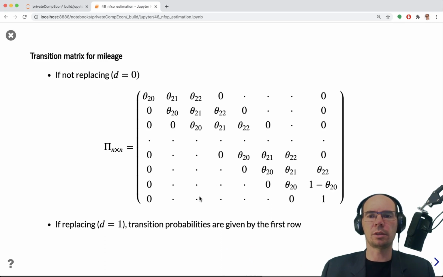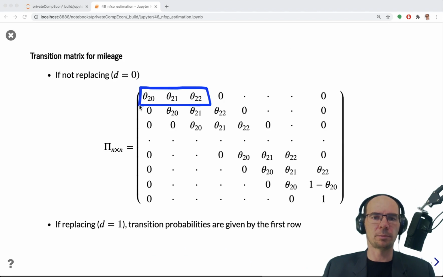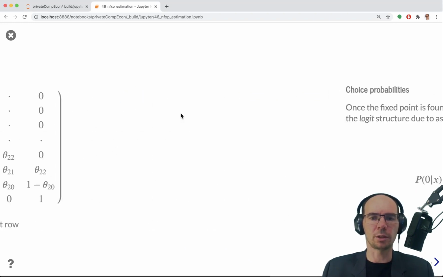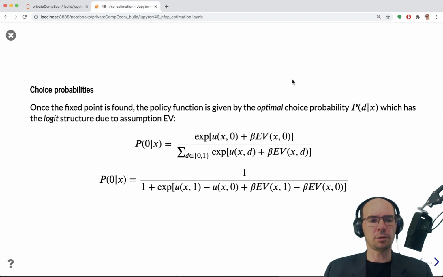The transition matrix for the mileage includes 3 parameters like that, and they are repeated in the band diagonal fashion because the buses cannot drive too far, right? So there are a lot of zeros for the new bus in one time period. And now here's finally, it's going to be obvious what these choice probabilities are used for.